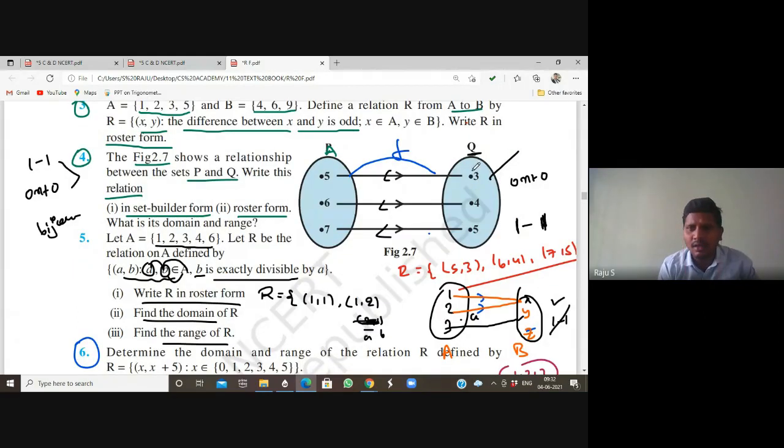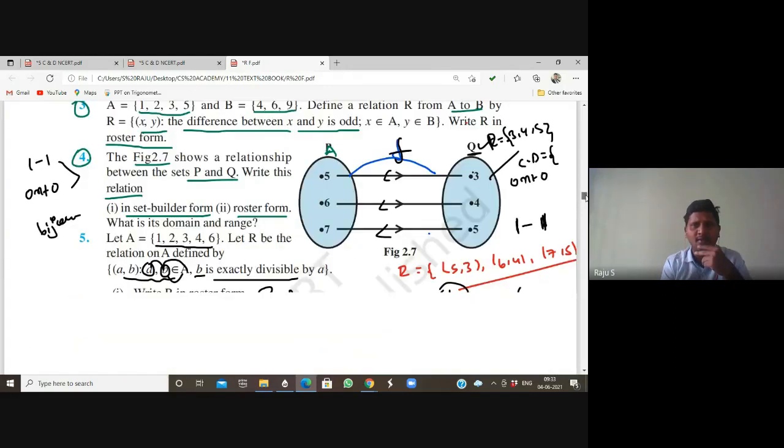What is the range here? Range of f is 3, 4, 5. Yes or no? What is the codomain? 3, 4, 5. The range is equal to the codomain. That's it. One way you can remember: all the elements of the codomain should have pre-images, then it is onto. In another way, range equal to codomain means onto. Both are the same. We are defining the same concept of onto in different ways.